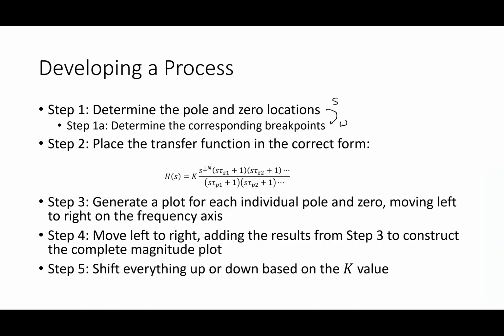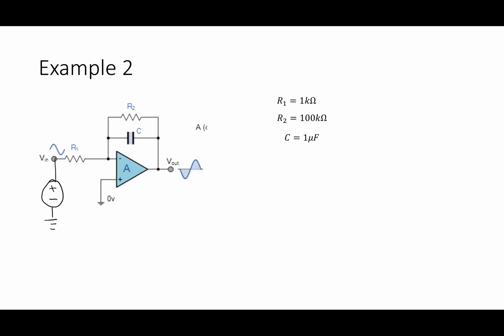So the process has 5 steps. Figure out where the poles and zeros are, then map those to what I call breakpoints. The poles and zeros are always going to be negative numbers or zero. The breakpoints are always going to be positive, and those are the frequencies where changes happen. Put the transfer function in that standard form. That's the second step. Then graph each pole or zero individually. Then add them all up and shift it based on that K value. That's our 5 steps. So we're going to go through that with a couple of examples.